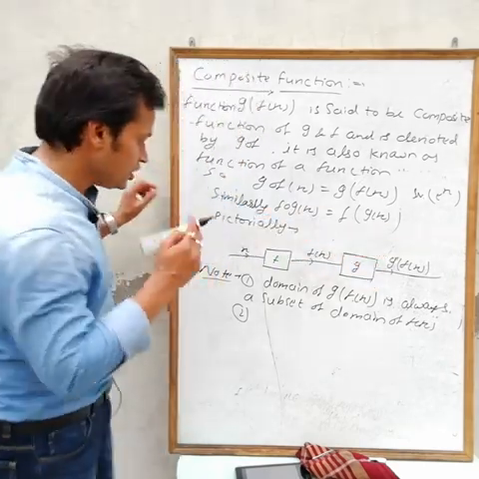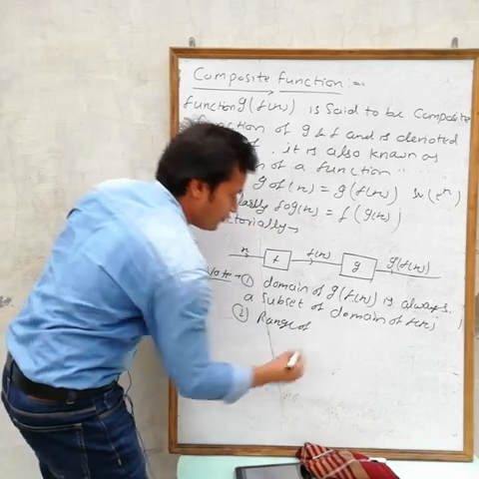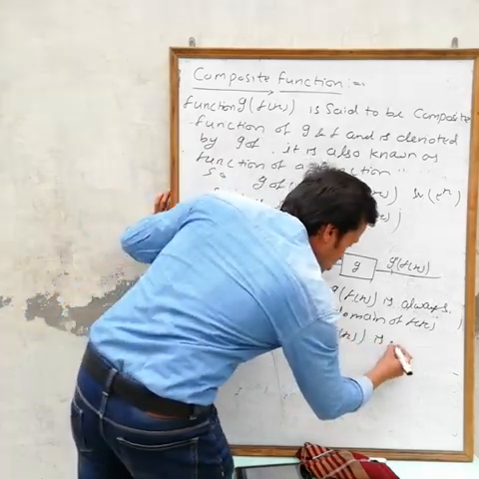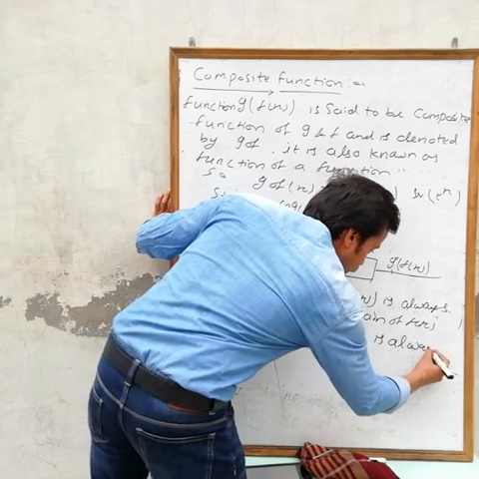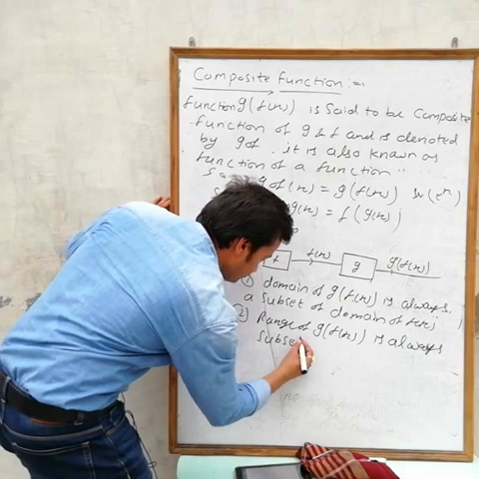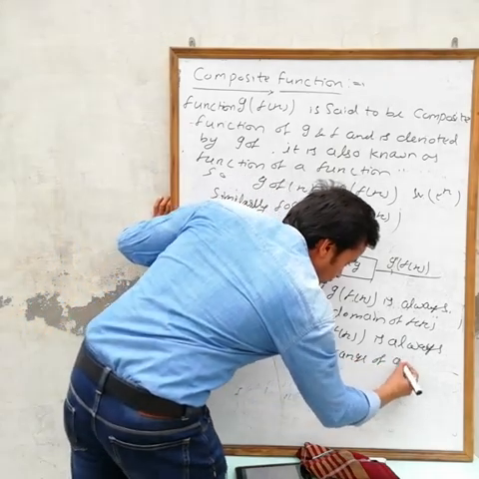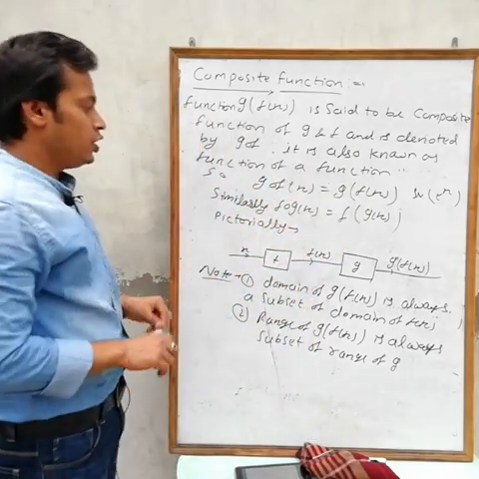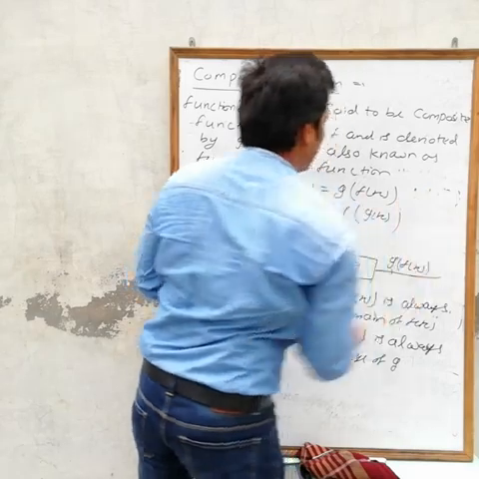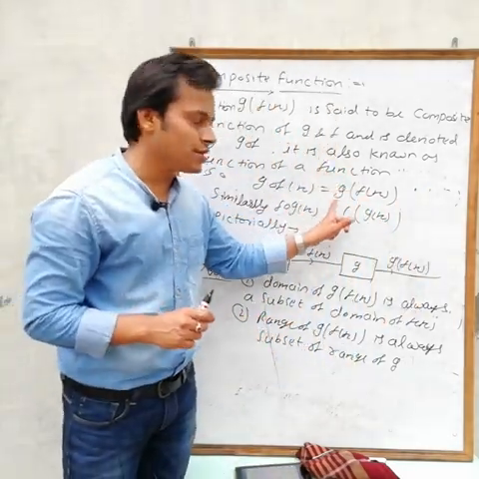Okay, so range of g of f(x) is always a subset of range of g. For the composite function g of f(x), the domain is always a subset of the domain of f and the range is always a subset of the range of g.